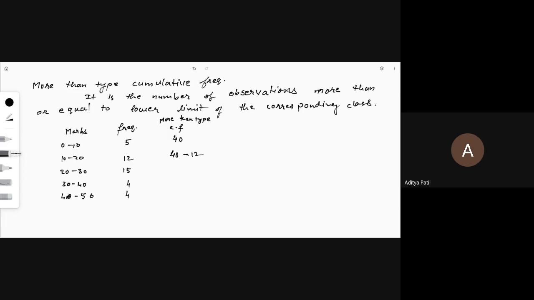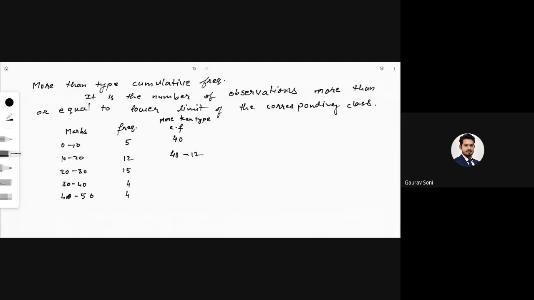Sir, we can just add all the frequencies from that group and the next one. So suppose 10 to 20, that's 12. So we'll add 12 plus 15 plus 4 plus 4. And for 20 to 30, so you're telling me to go from the bottom or from the top? From the top, sir.